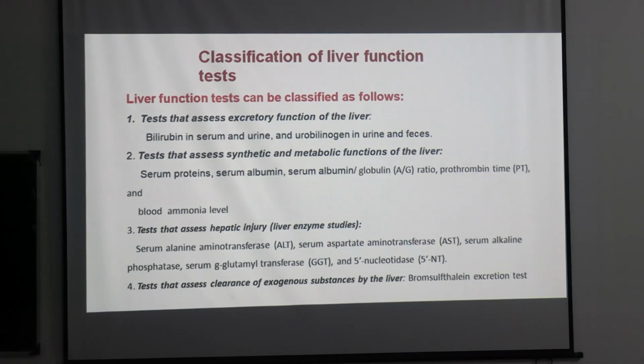There are some tests that assess hepatic injury: serum alanine aminotransferase, ALT, serum aspartate aminotransferase, AST, serum alkaline phosphatase, called ALP, and serum gamma glutamyl transferase or GGT, and 5-nucleotidase, 5'NT; and a test that assesses clearance of exogenous substances by the liver, bromsulphalein excretion test.